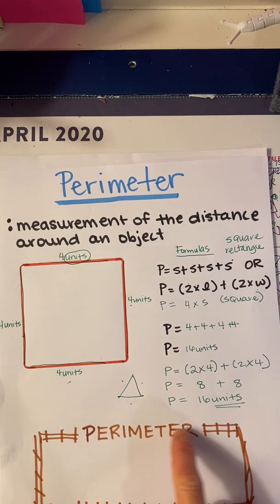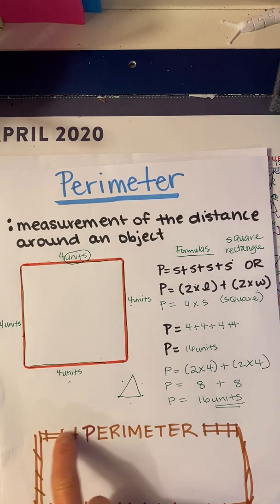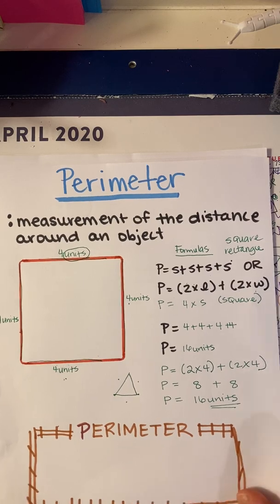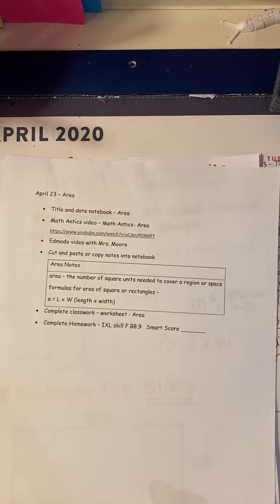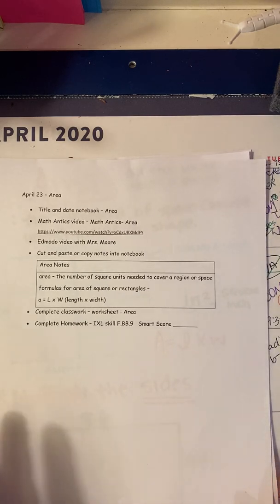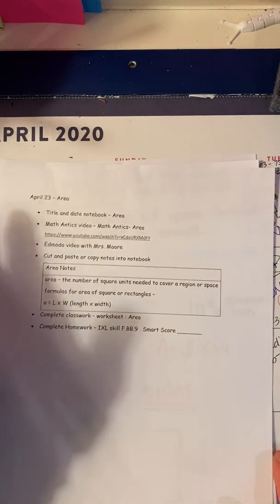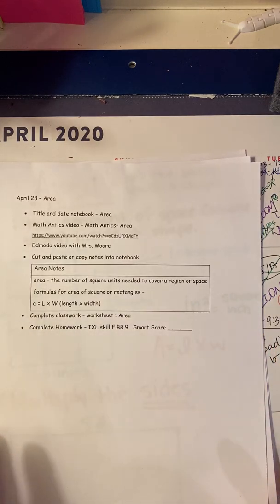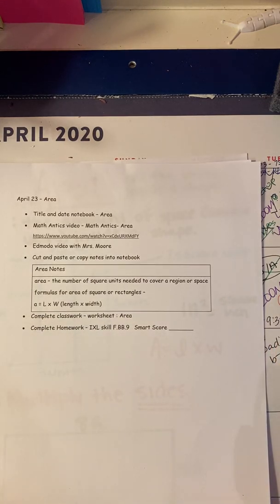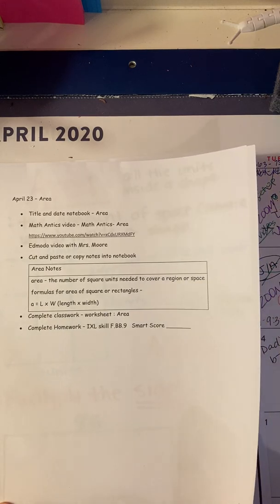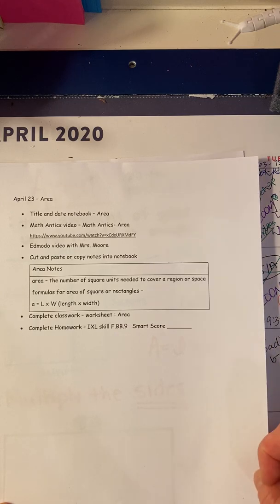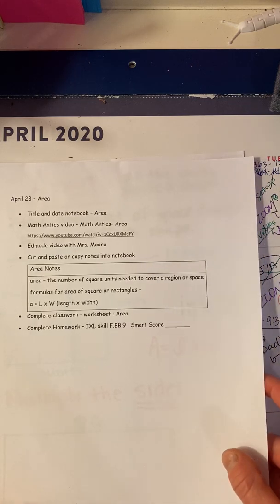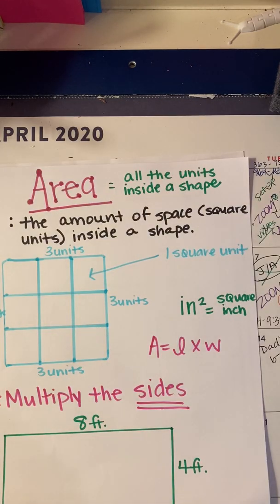Remember, a perimeter is the outside of a shape, and it's the distance around that outside. Let's move on to area for today. So here is your area sheet for the day. We need to make sure that we get through our Math Antics video, my video, cut and paste our notes, complete our worksheet, and then complete our IXL skill for our homework. Remember, tell me what that SMART score is by writing it on there, or you can comment on the bottom of this post and let me know. Let's get right into area then.